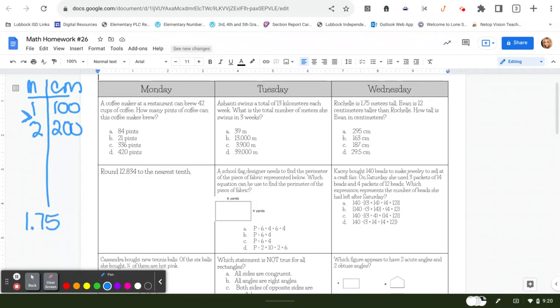and 75/100 meters tall. This is a powers of 10 problem. You can do times 100, or you can do your powers of 10. I have 2 zeros. I'm going to move my decimal back 1, 2. So she is 175 centimeters tall. Evan is 12 centimeters taller, so you're going to add those up to find your final answer.